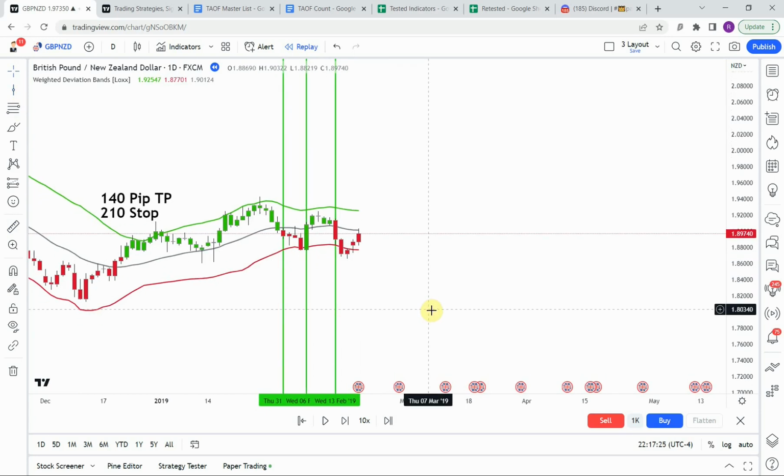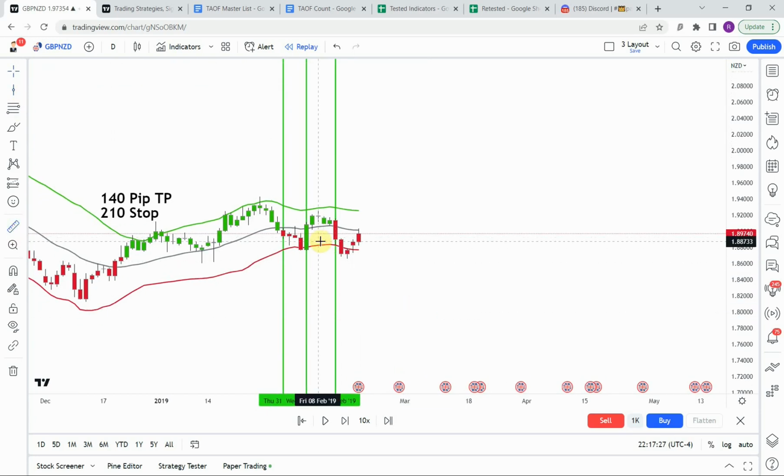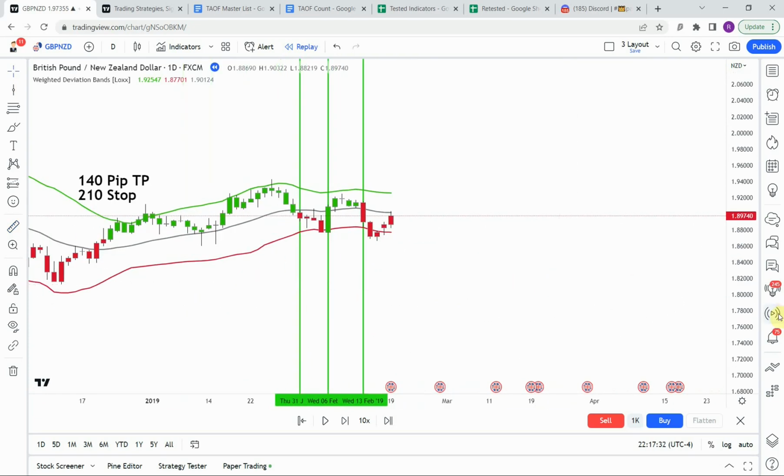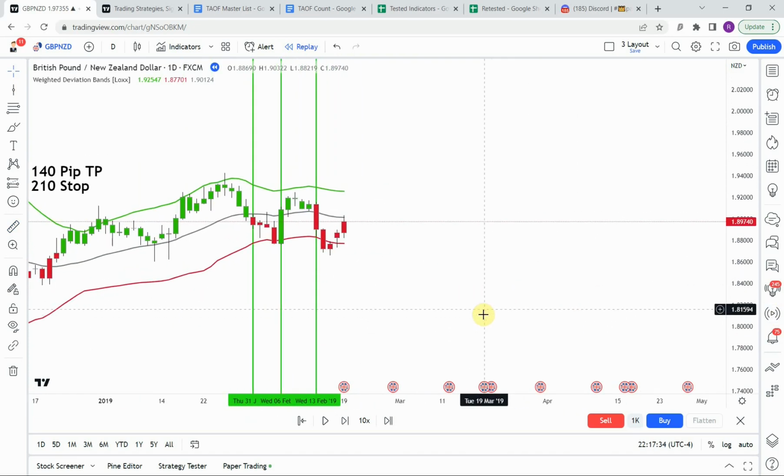And then we jump right back into a short signal right there. Go ahead and measure that one out. And again, we got to our take profit. Let's go ahead and continue on.